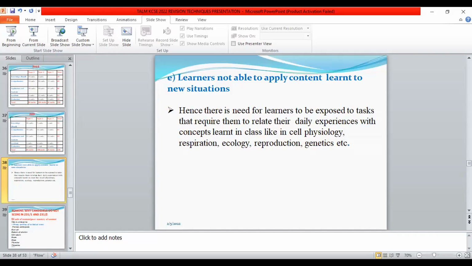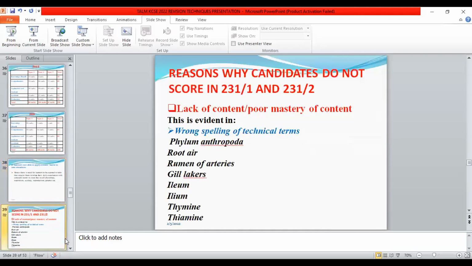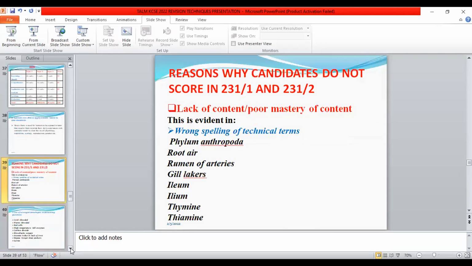So we are saying that the present exam does not only expect the students to cram the concept, but they are expected to apply that concept they have learned to real life situation. That now brings us to the end of the second part of our presentation. I want us to look at the last part of our presentation, on the reasons why we have our candidates not scoring in biology paper 1.